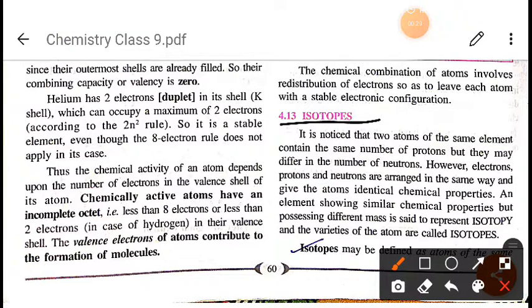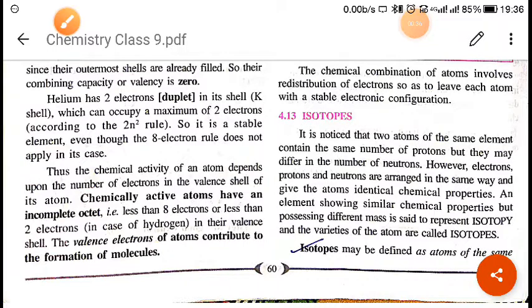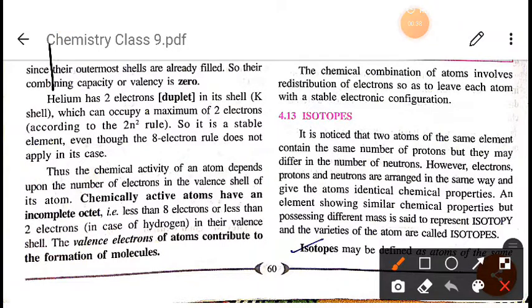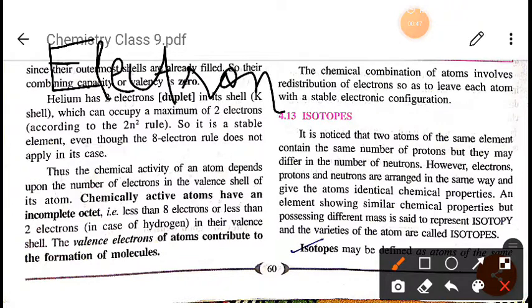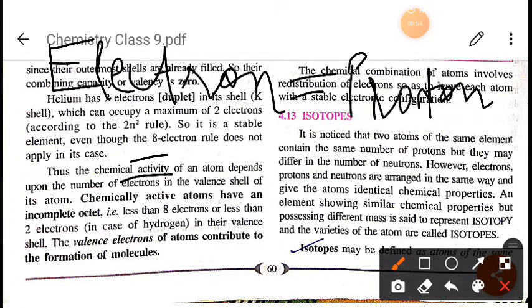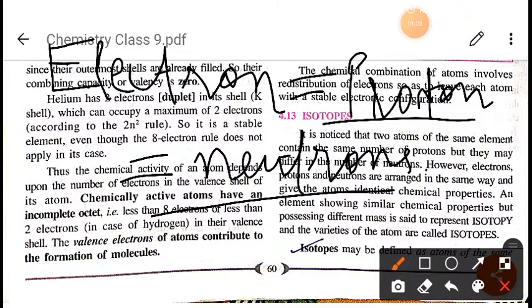When we talk about isotopes, I would like to give you some details before starting. Whatever we have learned till now, we have come to know that the number of electrons in a neutral atom is always equal to the number of protons, right? And which is equal to the number of neutrons. So protons and neutrons are the same in a neutral atom.